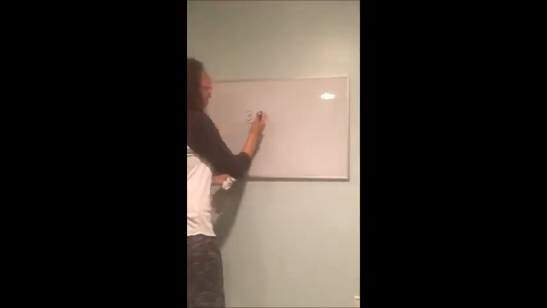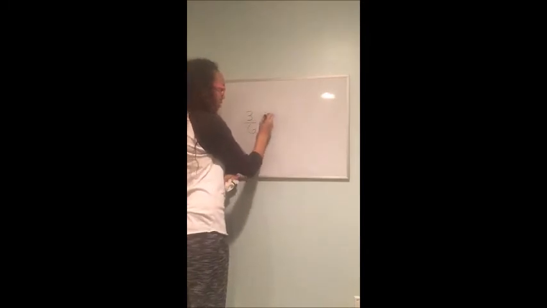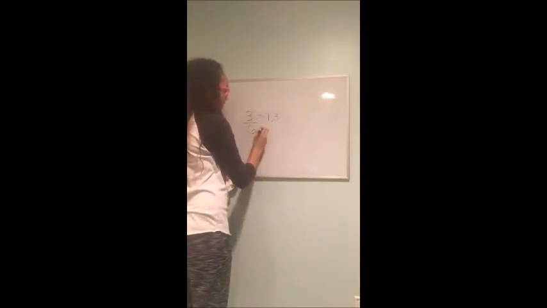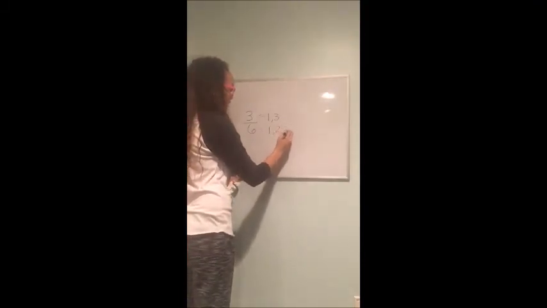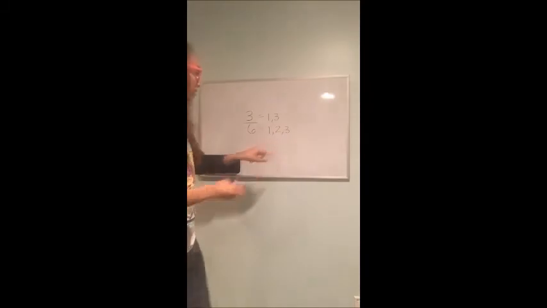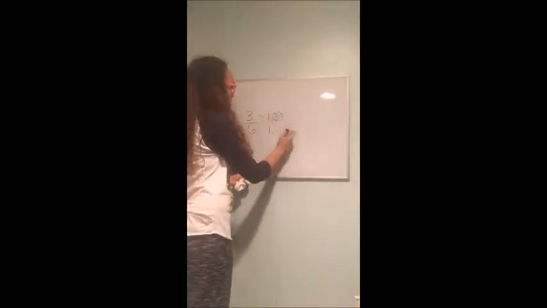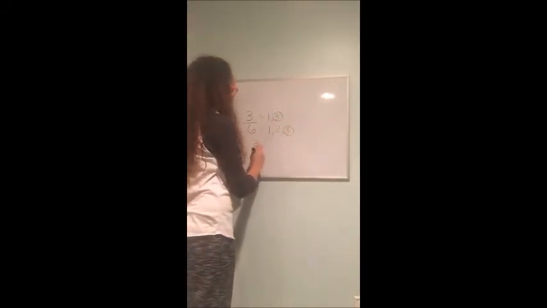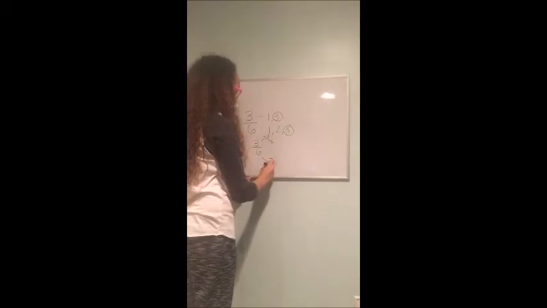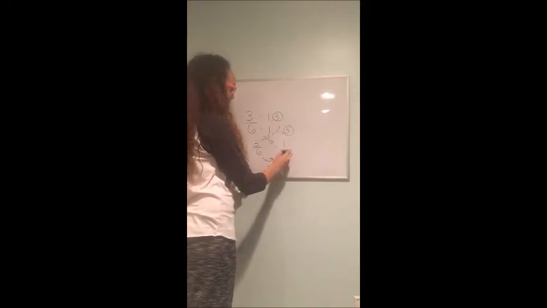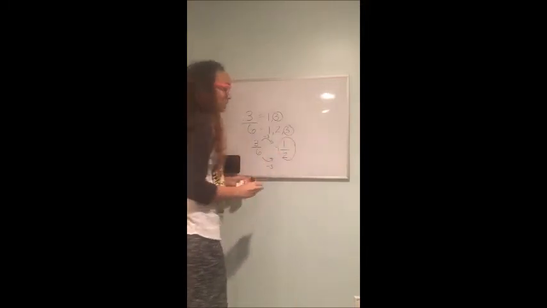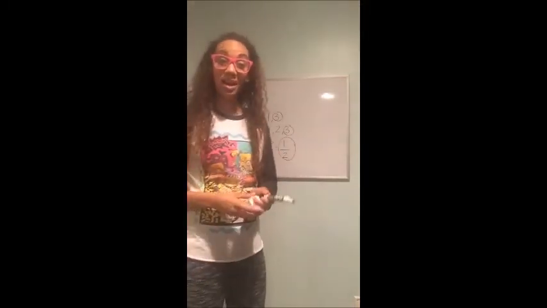Okay, now let's do it. We're going to list our factors. We have 1 and 3, and our factors of 6 are 1, 2, and 3. Our greatest common factor is 3, so we're going to divide 3/6 by 3. So 3 divided by 3 and 6 divided by 3. 3 divided by 3 is 1, and 6 divided by 3 is 2. So again, 3/6 is also equal to 1/2.